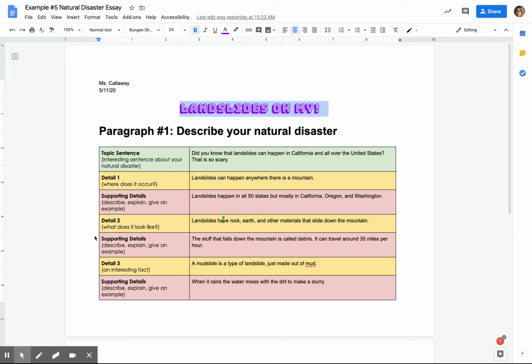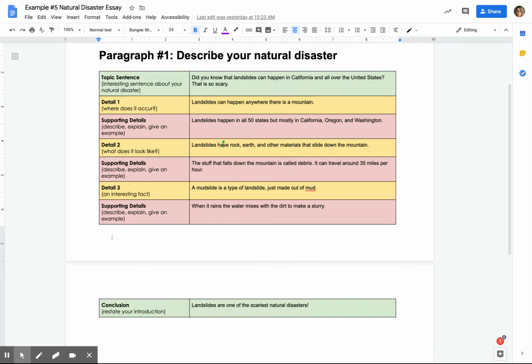Detail number 3, an interesting fact. A mudslide is a type of landslide, just made out of mud. Now I'm going to give a detail about that. A supporting detail. When it rains, the water mixes with the dirt to make a slurry.